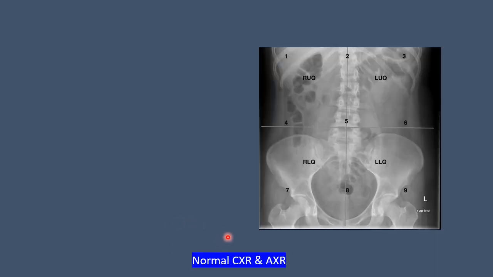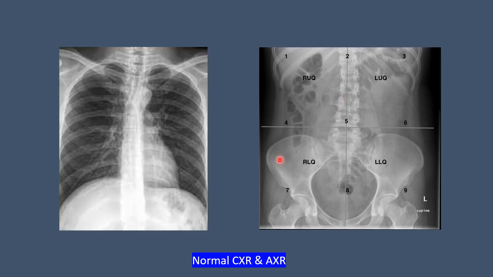This is a normal X-ray of the abdomen showing you the bowel shadows. These are the large intestine. The small intestine is not distended. There are some shadows in the middle. So this is a normal abdominal X-ray. And this is a normal chest X-ray.